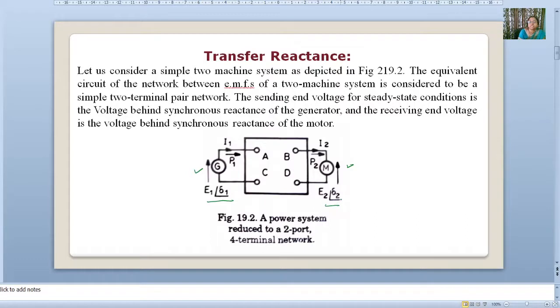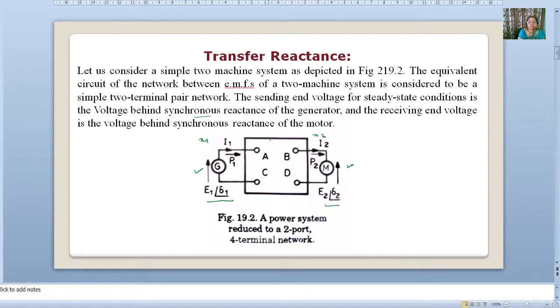Machine 2 is a motor. The equivalent circuit of the network between the EMFs of a two machine system is considered to be a simple two terminal pair network. The sending end voltage for steady state condition is the voltage behind the synchronous reactance of the generator, and the receiving end voltage is the voltage behind the synchronous reactance of the motor. Here we are considering X1 and here we are considering X2.